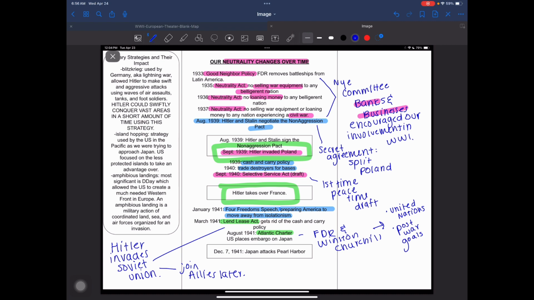Now, I think that we believed that we would be involved in Europe first, that when we asked Congress to declare war, we would be talking about, well, Germany did this or Italy did this. I don't think we thought that Japan was going to be the country that actually pulled us into World War II, but that's exactly what happens.